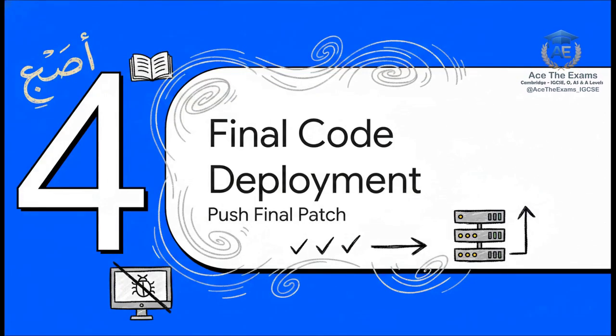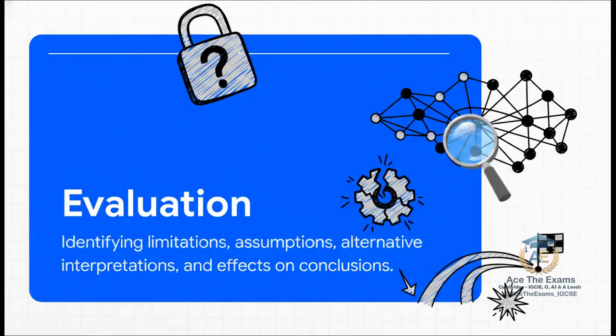Section 4. Final code deployment. The code's been audited, the bugs are patched, and it compiles successfully. Let's push this final patch to the main server. But remember, before we launch, we have to master the highest cognitive domain, evaluation. Deploying true, high-scoring evaluation requires you to actively identify the limitations of the data you just analyzed. What assumptions were made in the text? Are there alternate interpretations? And most importantly, how do these limitations actually affect your final conclusions? Evaluation isn't just summarizing what you wrote, it's stress testing your own code to prove exactly how robust it is.